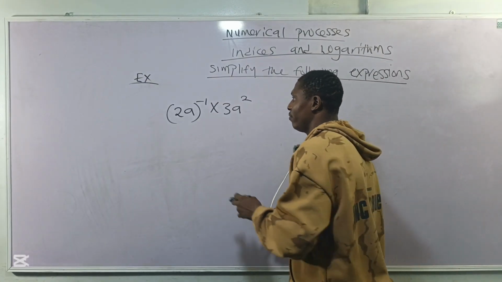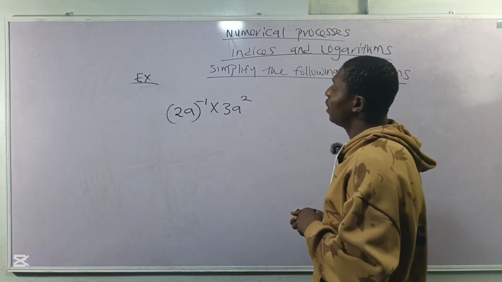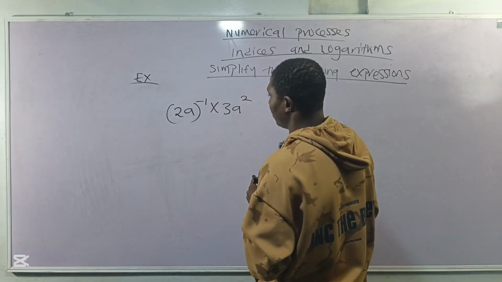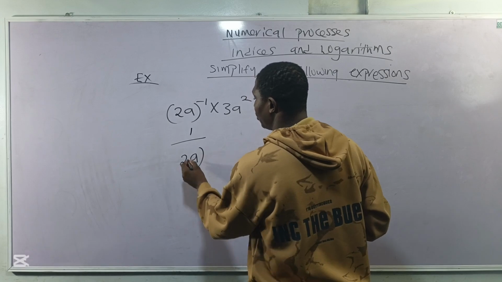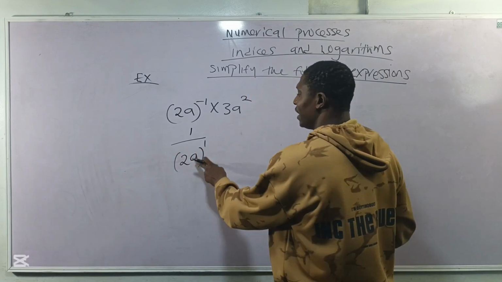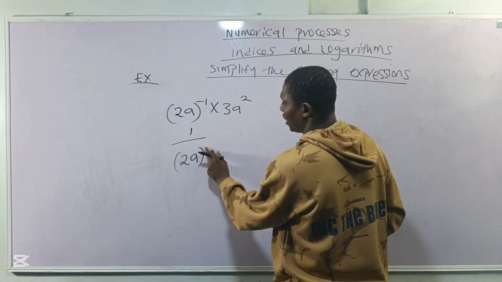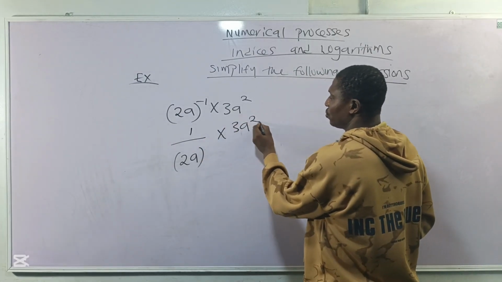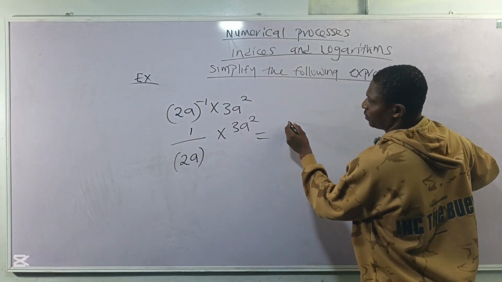We have 2a in bracket raised to power minus 1 times 3a squared. How are we to do this? The first step is to remove our negative sign. So we have 1 all over 2a raised to power 1. But anything raised to power 1 is the same expression, so I can remove my 1. I'll have times 3a squared.